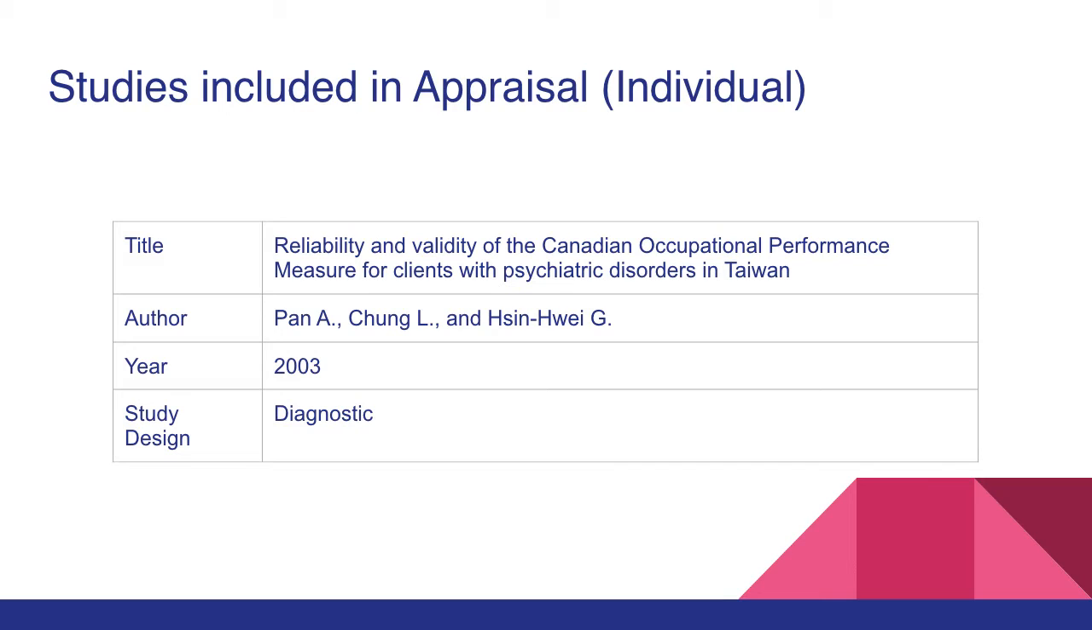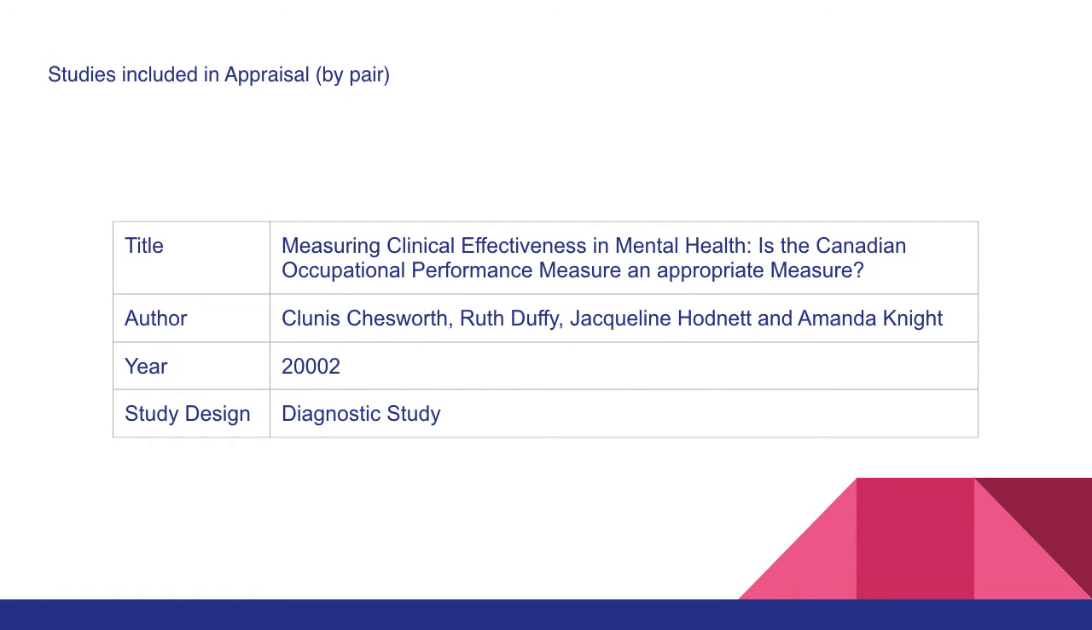It is titled Reliability and Validity of the Canadian Occupational Performance Measure for Clients with Psychiatric Disorders in Taiwan. This was published in 2003 and is of a diagnostic study design. The next one would be Measuring Clinical Effectiveness in Mental Health: Is the Canadian Occupational Performance Measure an Appropriate Measure? This was published in 2002 and has the same diagnostic study design as the very first one.